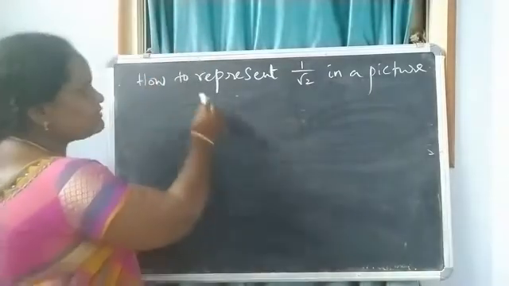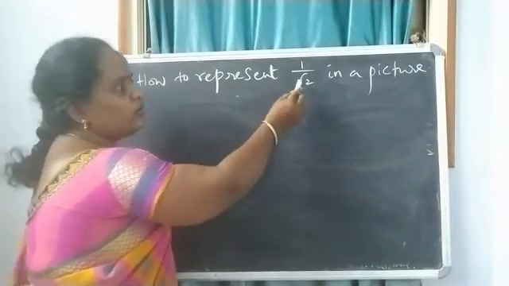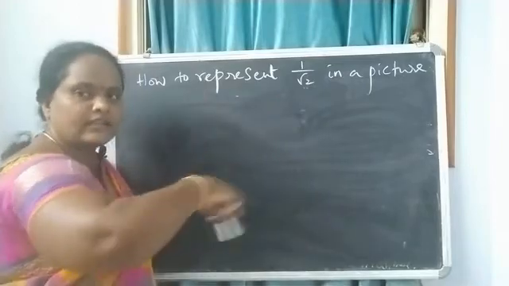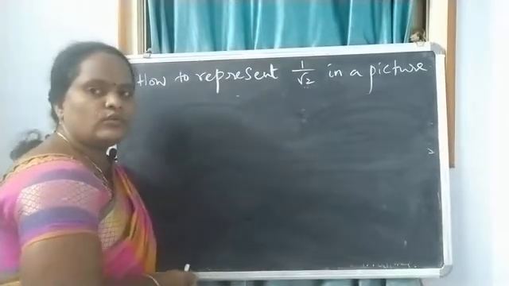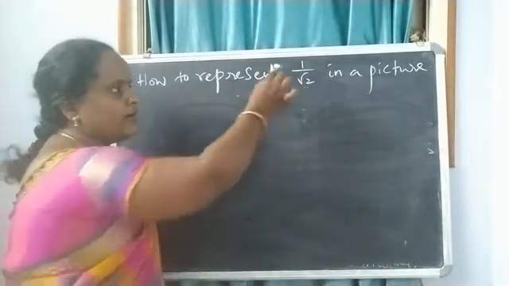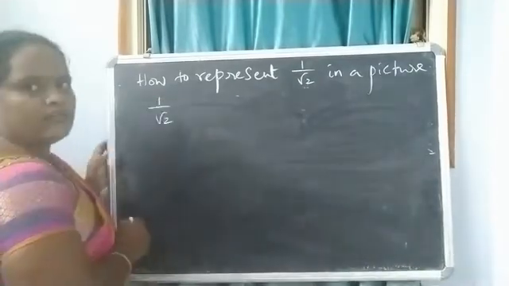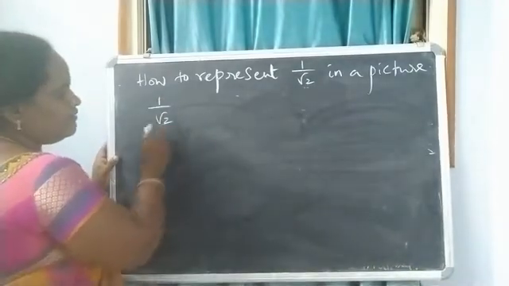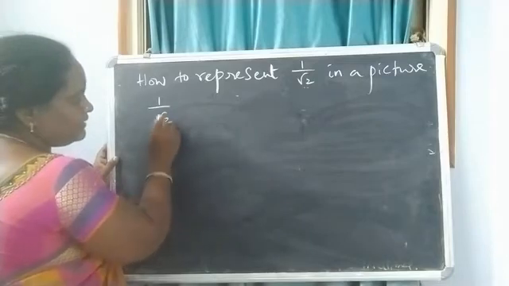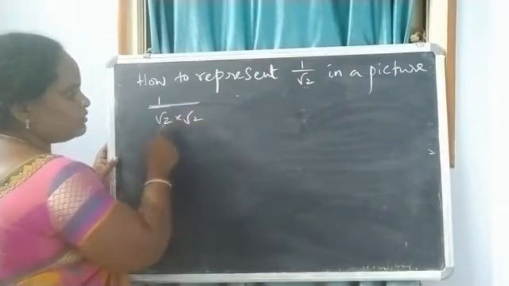Now, let us see this one. How to represent in the similar way, how to represent 1 by root 2 in a picture? The circle should be divided into root 2 parts. It is meaningless. So, to understand that, let us take 1 by root 2 and I am going to multiply this one with one more root 2. Then what will happen?